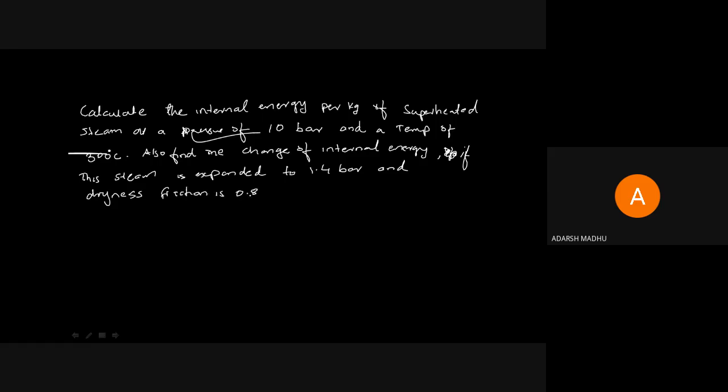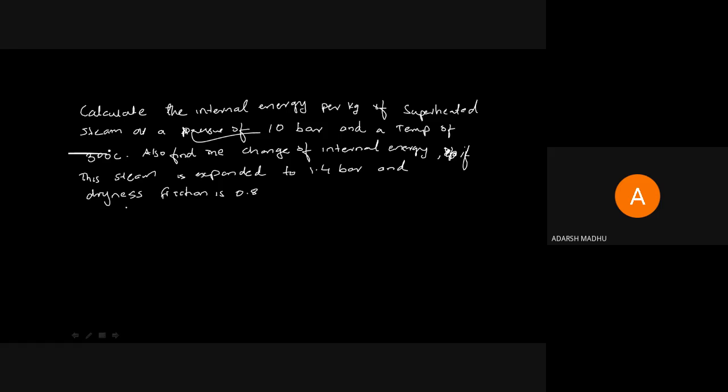So problems using the data book or using dryness fraction will be asked like this. You can expect this type of problem in your university question paper also. Here you want to find the internal energy per kilogram of superheated steam at a pressure of 10 bar and a temperature of 300 Celsius. These are the given data. Please write down the given data: pressure is 10 bar, temperature is 300 degrees Celsius.